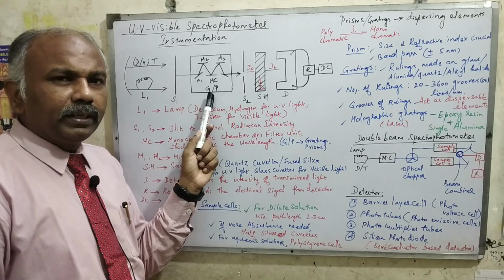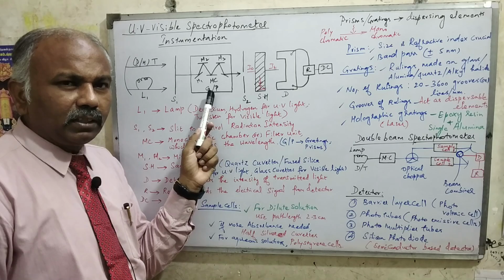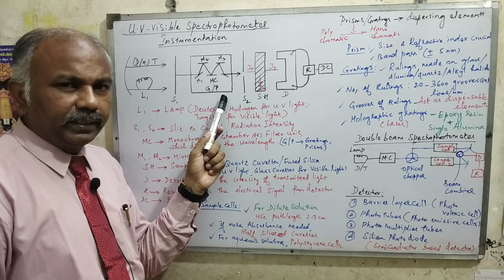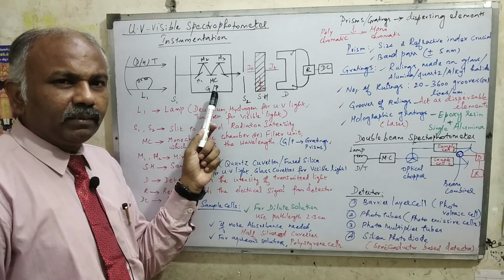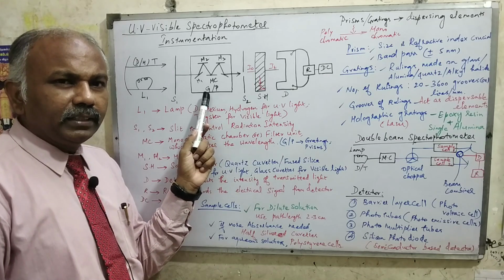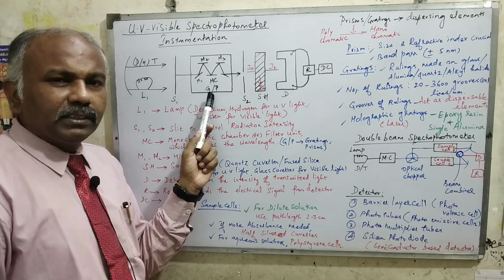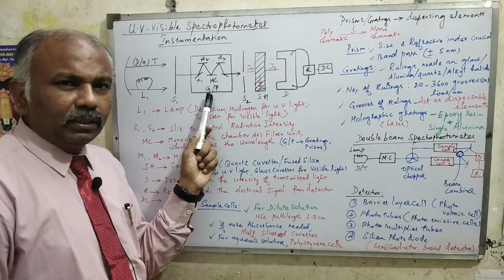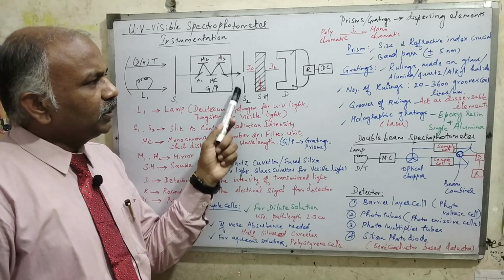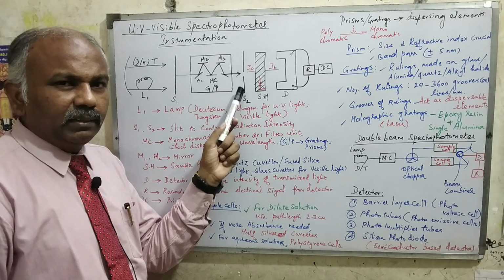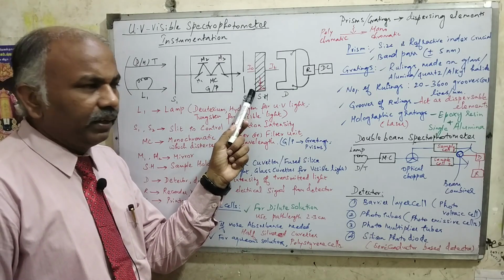These monochromators are of two types: one is called prisms, another is called gratings. The monochromators act as filters because they disperse the wavelengths of uniform intensity of radiation. The purpose of any monochromator is to convert the polychromatic light into monochromatic light. Next comes S2, another slit which controls the intensity of light radiation.